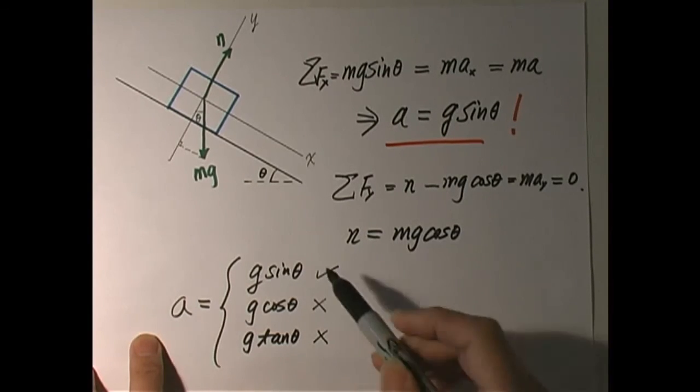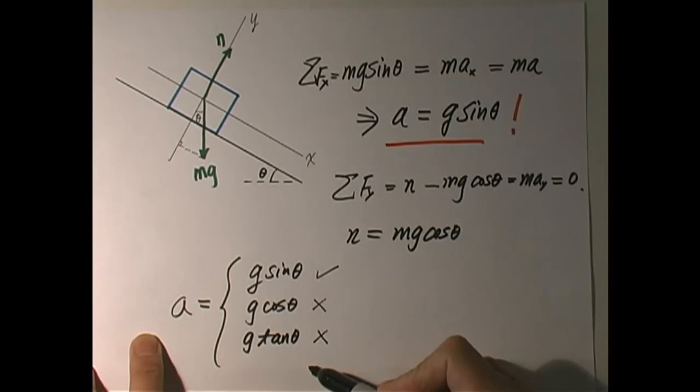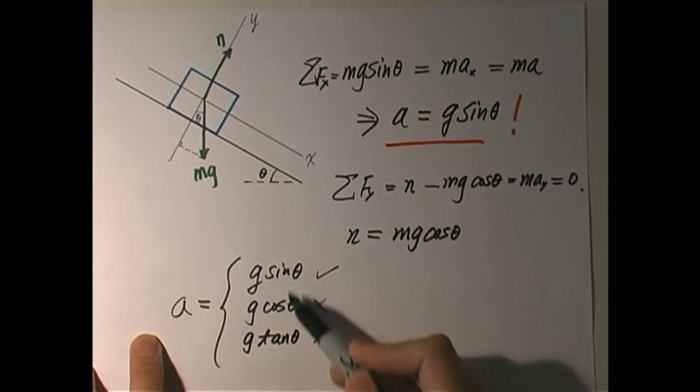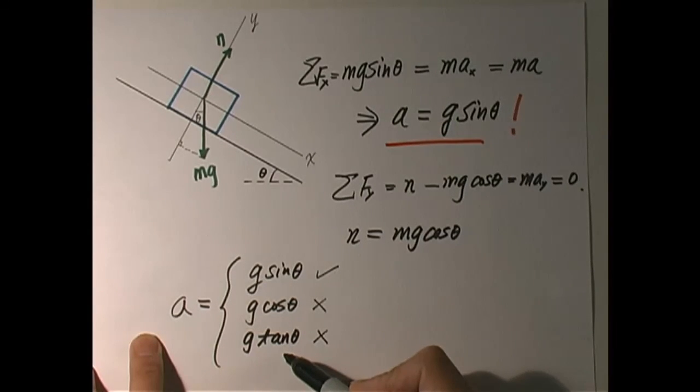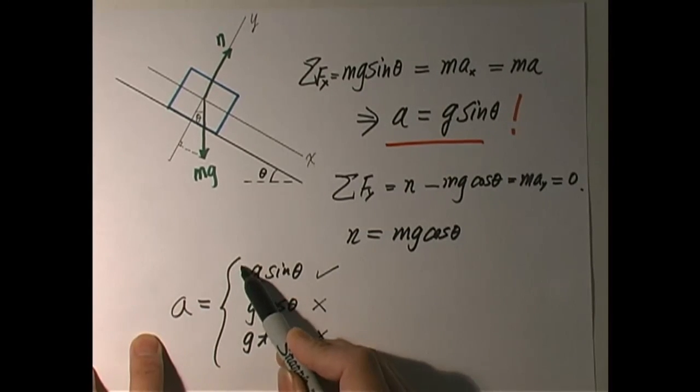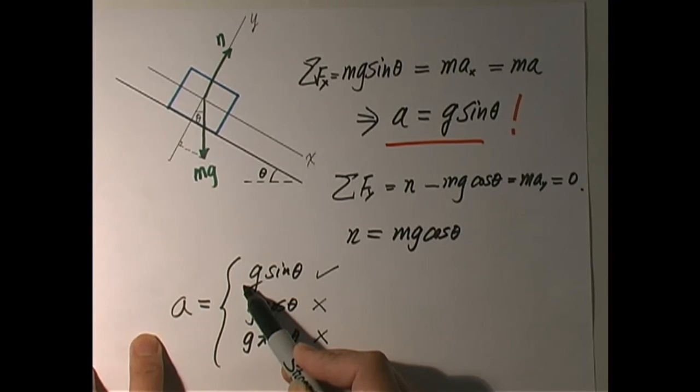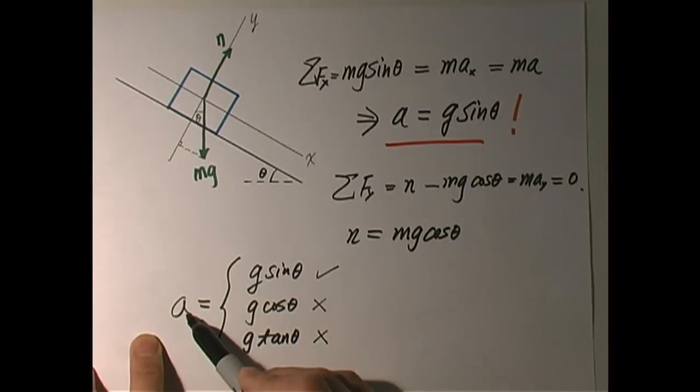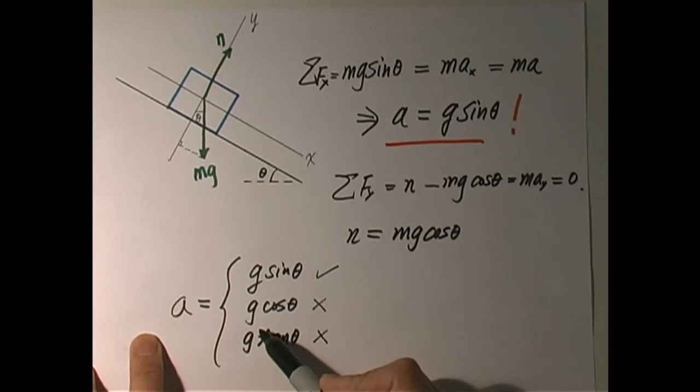So you see, by looking at these special cases, I can have a reasonably good idea what the answer might look like. So this is correct. Those two are impossible. In fact, if I attach a number 2 here, that would be wrong also, because at theta equal to 90 degrees, you will get a equal to 2g instead of 1g. That doesn't make any sense either, right? So checking this special case is very instructive.